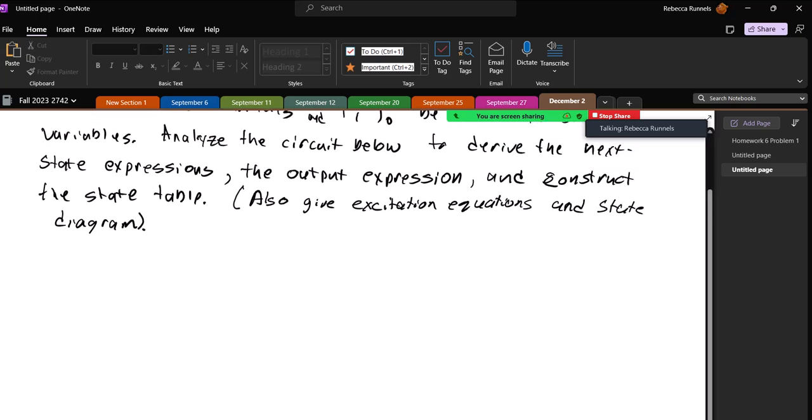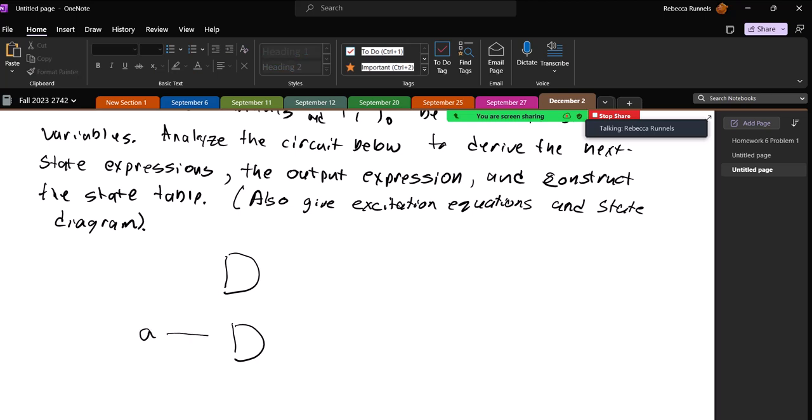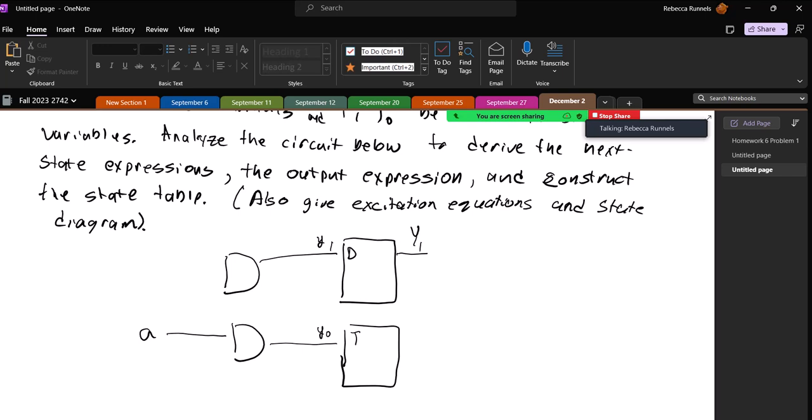Okay, so here is our circuit. I have 2 AND gates. I'll have one input here, lowercase a. I'm going to have a D flip-flop here, and I'll have a T flip-flop here. And this input will be little y1. This input will be little y0. So that means this output is capital Y1, and this output is capital Y0.